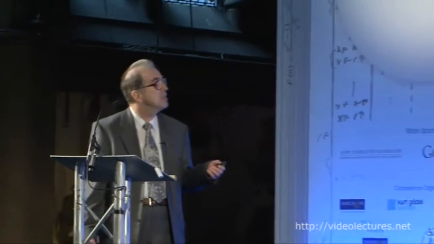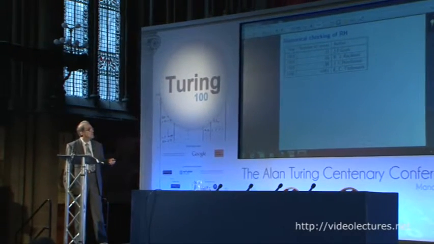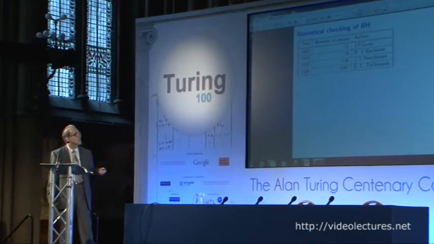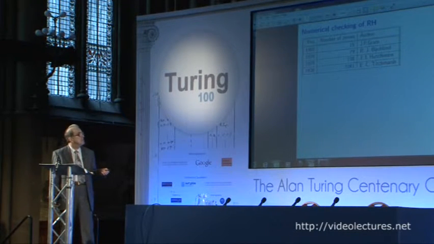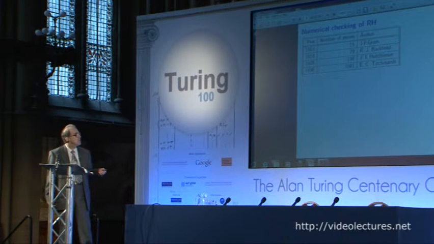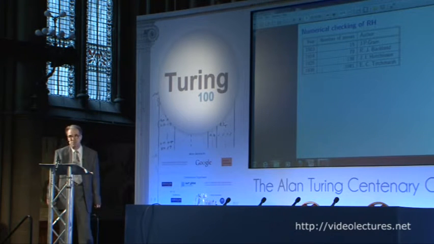So what was known at the time when Turing was interested in the Riemann hypothesis? In 1903, Gram proved that the first 15 zeros do lie on the critical line. Later, Backlund proved the same for 78, Hutchinson for 138, and the final number was 1041 zeros, proved by Titchmarsh.